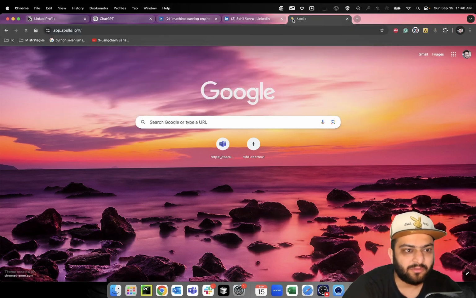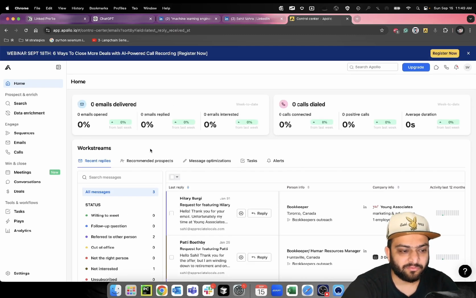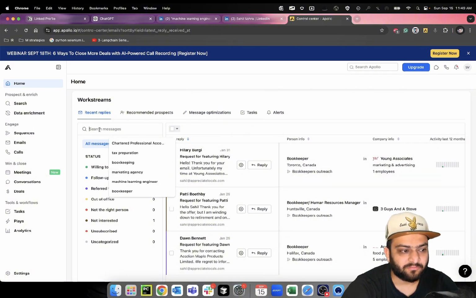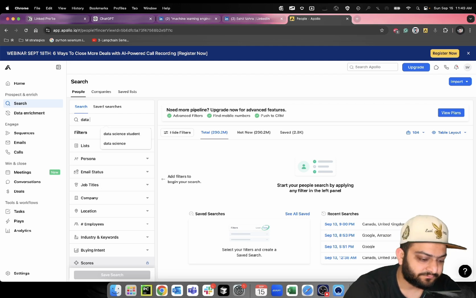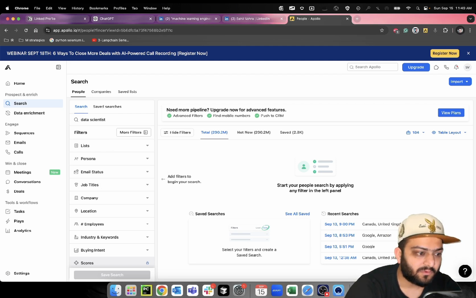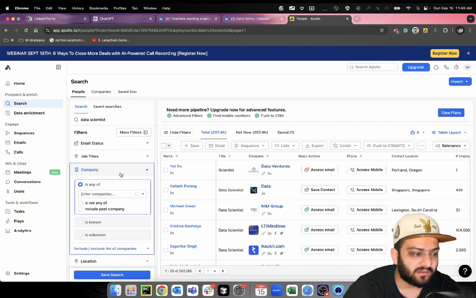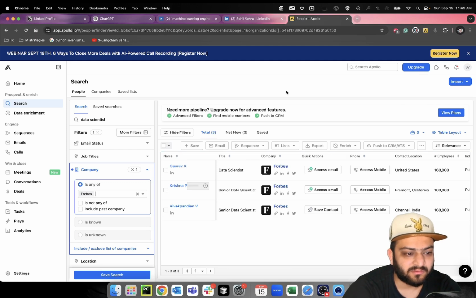is Apollo.io. I think I've also talked about this in our previous videos, but in general, this is the app that I personally use for everything. And the best part is that it would even give you the email of the people that you're looking for. So let's say you're looking for data scientists that are working in, I don't know, let's just say Forbes.com. Okay, I'm just giving an example name.